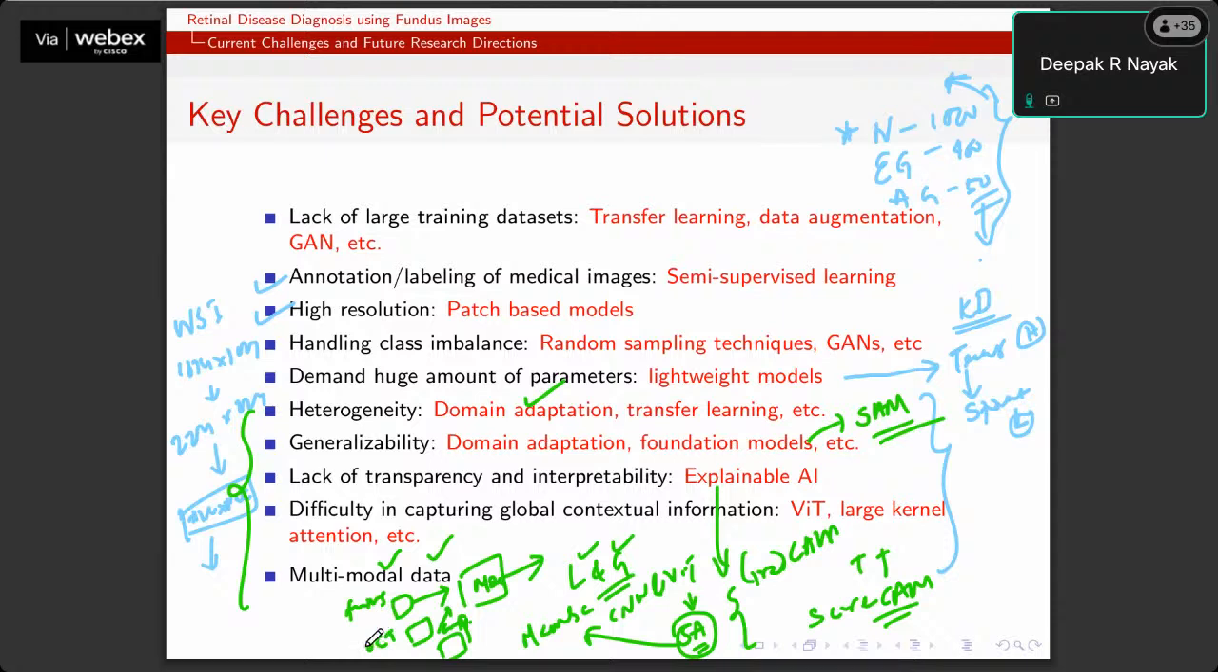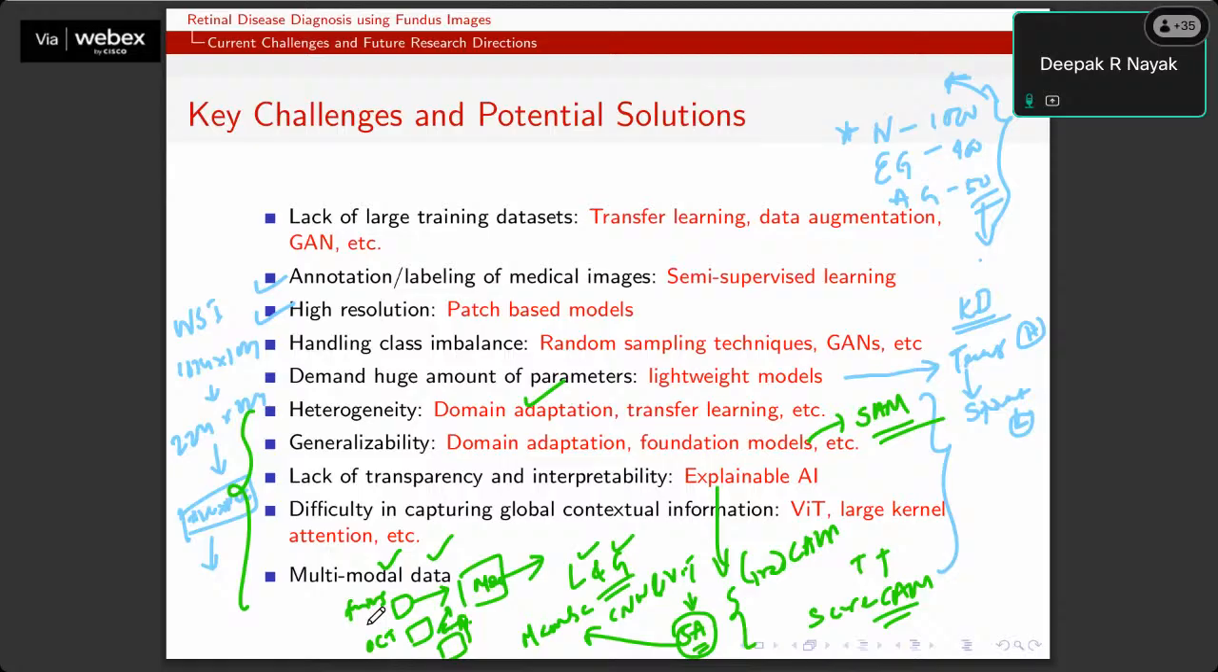All the medical imaging modalities have some pros and cons. Maybe the OCT contains some important information that fundus doesn't contain, and the fundus contains some important information that OCT doesn't contain. That is why designing a multimodal based system is very, very important.